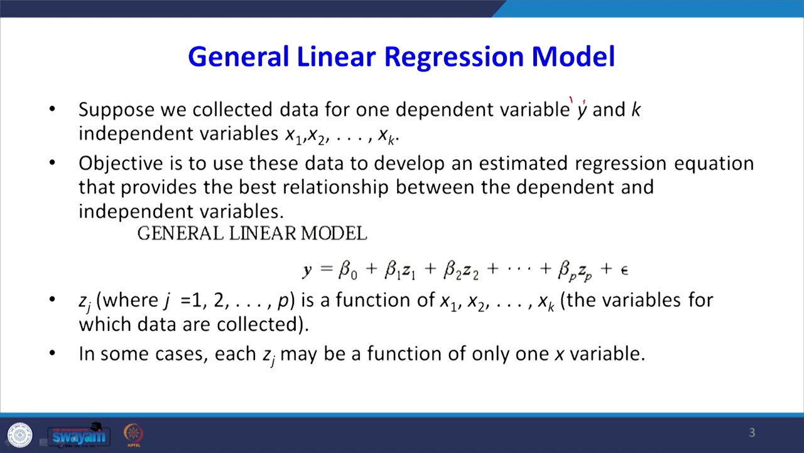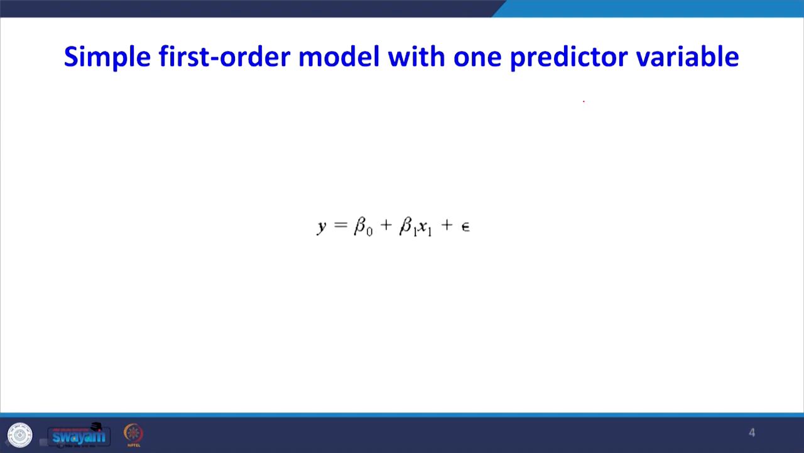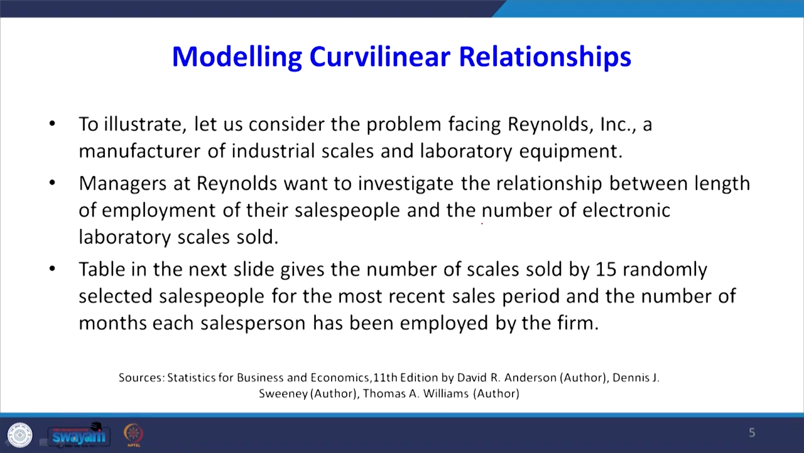In some cases each zj may be a function of only one x variable, only one independent variable. If it is only one independent variable, that is called the simplest first order model with one predictor variable. What is happening here? The value of z is taken as only x1, and there will be an error term. This is the simplest linear regression model. Now we will go for modeling curvilinear relationships.